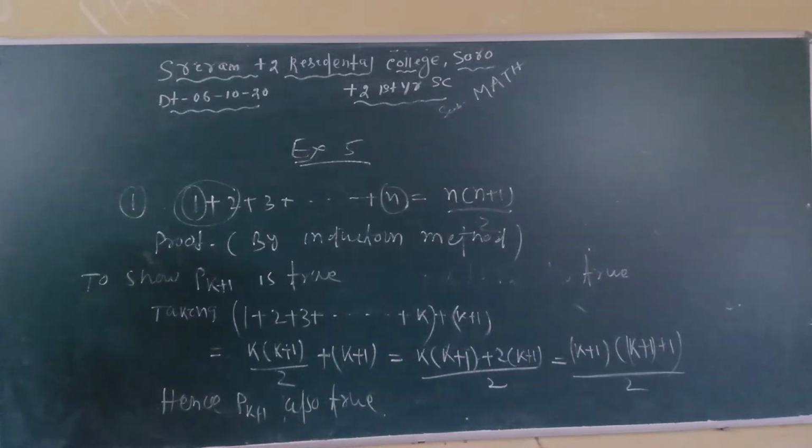Some students ask: the question is 1 to n, put k plus 1 equal to n. So n into (n plus 1) by 2. You look, put k plus 1, because n is a constant, k plus 1 is also a constant. Put k plus 1 equal to n. So if k plus 1 is equal to n, then k plus 2 is equal to n plus 1. So n into (n plus 1) by 2. That is the proof by the induction method. That is number 1.